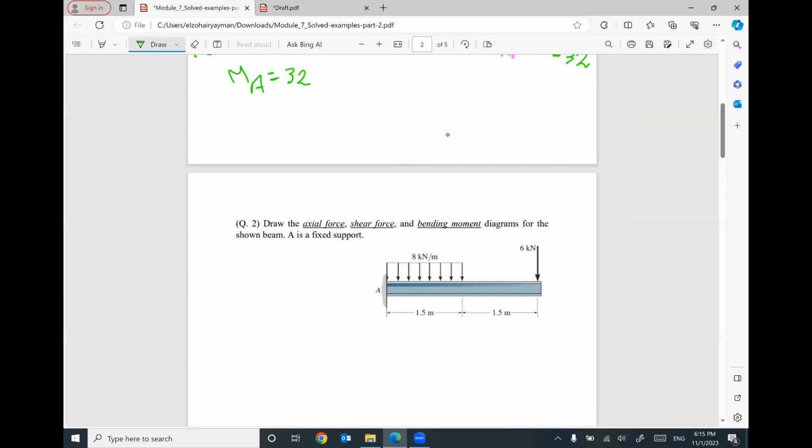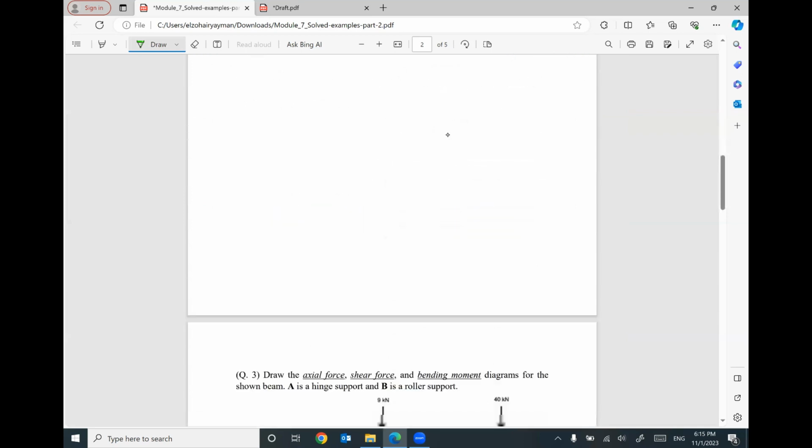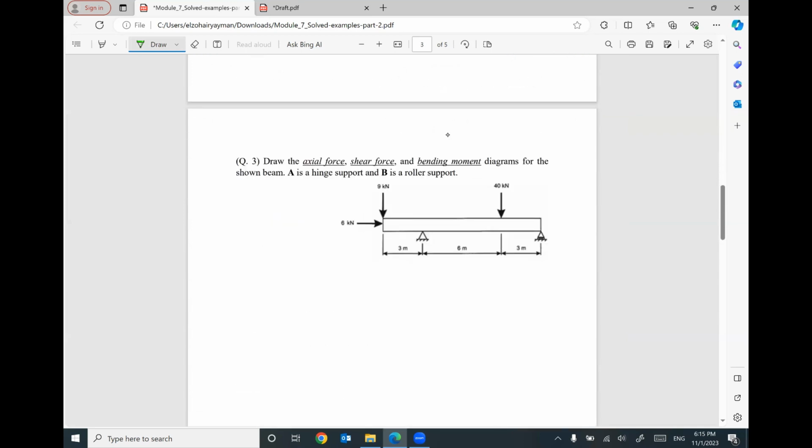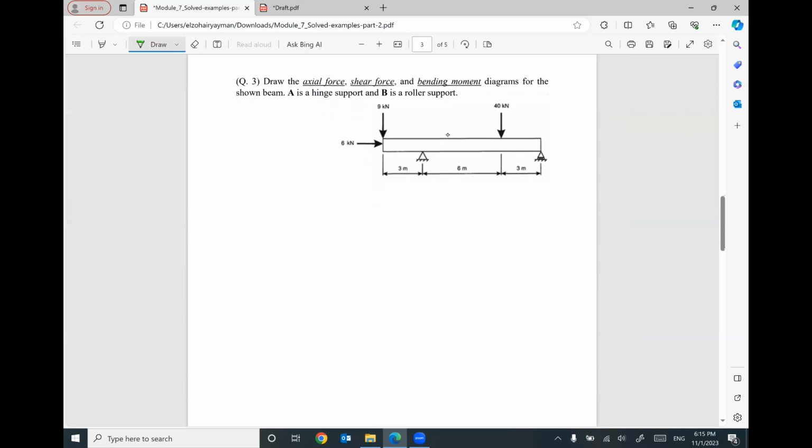Any question? Do you have any question? I'm gonna do this example.